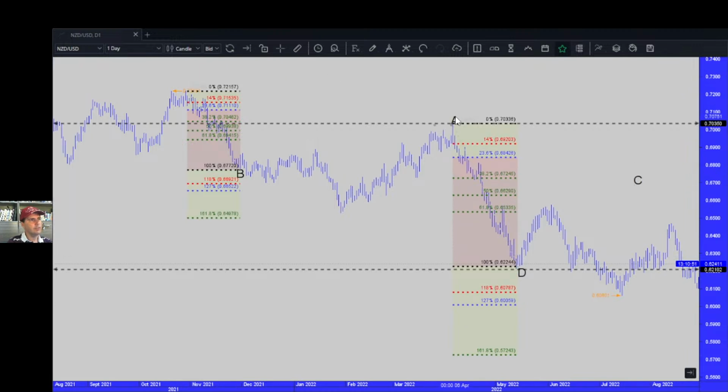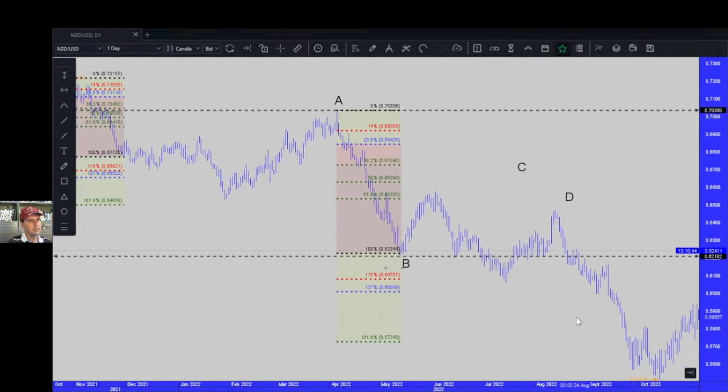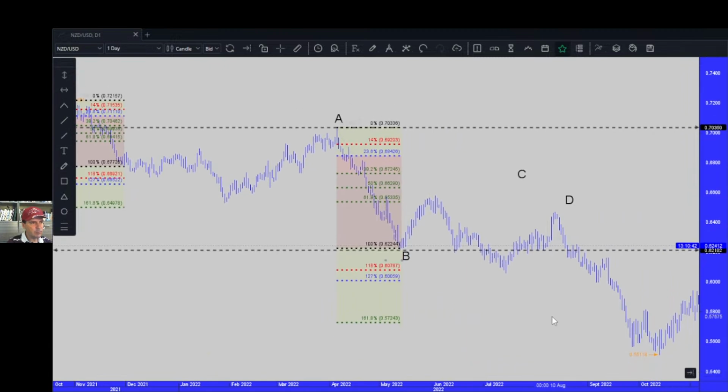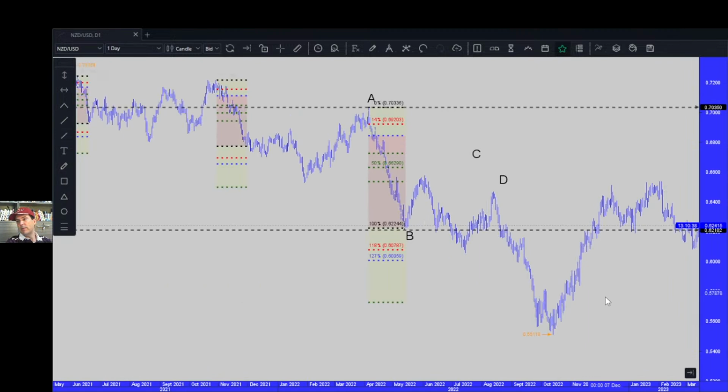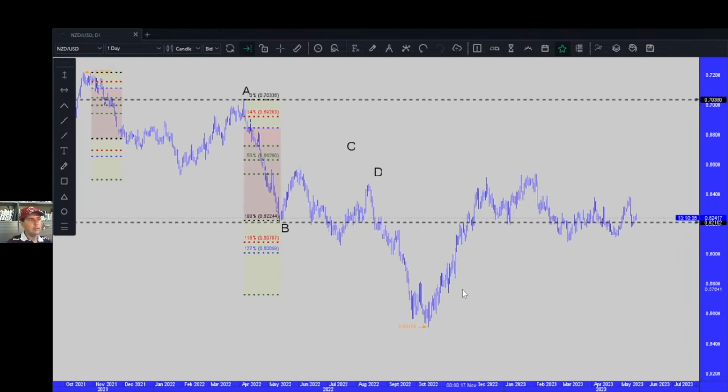Boss, if the Fibonacci is that good, why more people are not trading it? Well, this is the $1 million question, right? I don't know.